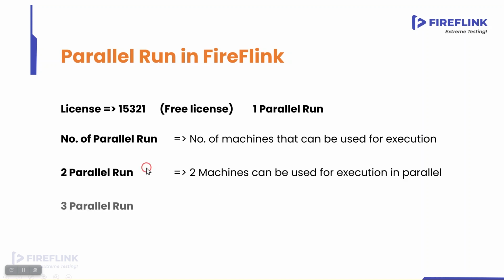Okay, what about three parallel runs? I can execute on three different machines at a time. It means I can trigger the execution of scripts in three different machines at a time when I say three parallel runs. So this is the parallel run concept in FireFlink. Depending upon the number of parallel runs you have in your license, that many machines can be accessed for the execution purpose, right?